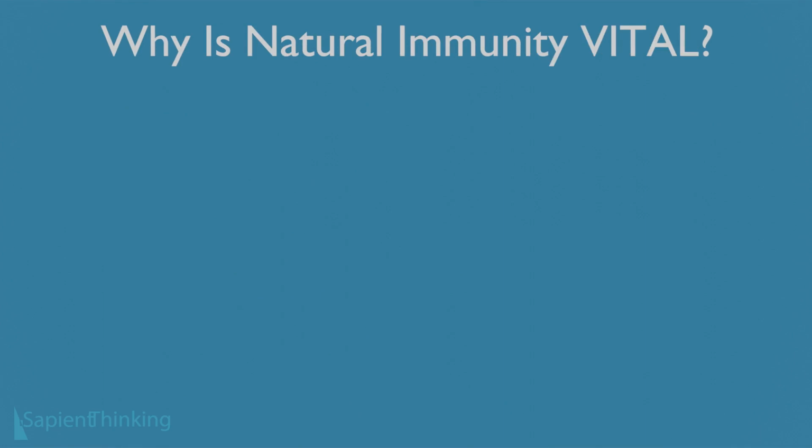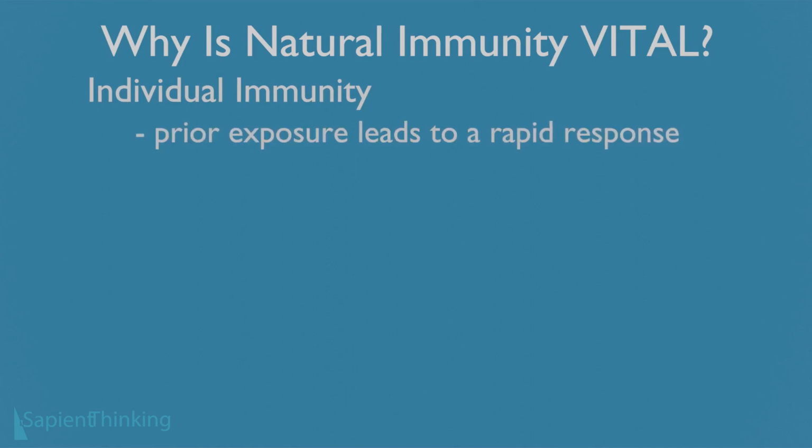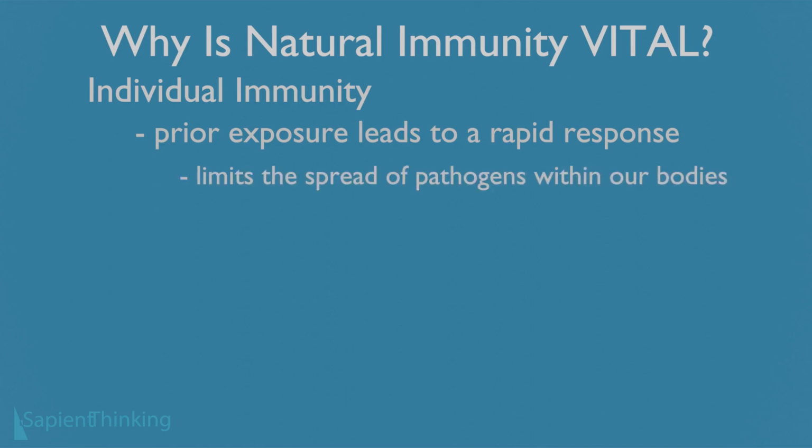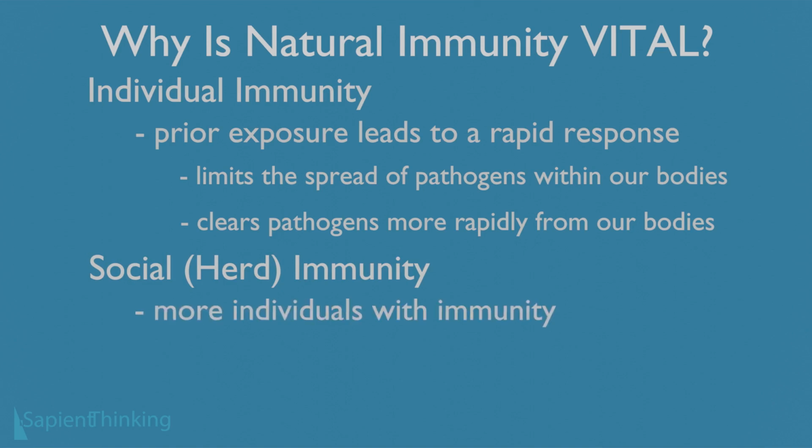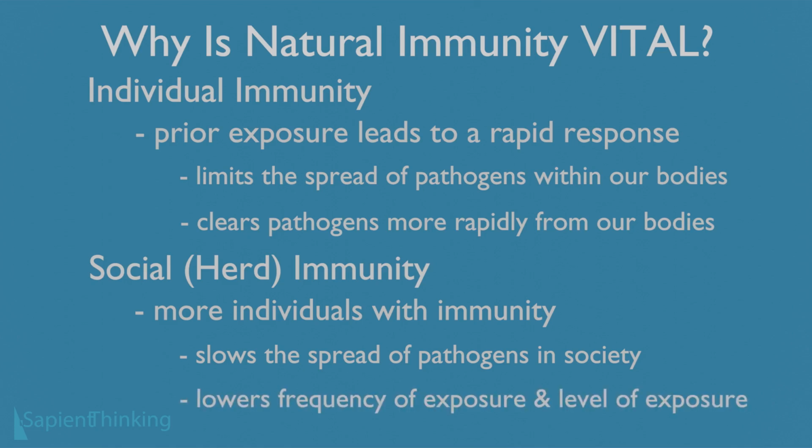Natural immunity is vital to our survival as individuals and as a society. Our personal individual immunity that we acquire from birth or through exposure to illnesses allows us to limit the spread of pathogens within our body and to clear pathogens more rapidly from our body. Additionally, our personal immunity contributes to social or herd immunity, which allows us to block the spread of pathogens within society or to lower the frequency and levels of exposure to pathogens within society.